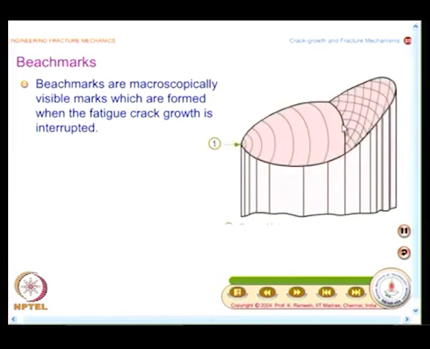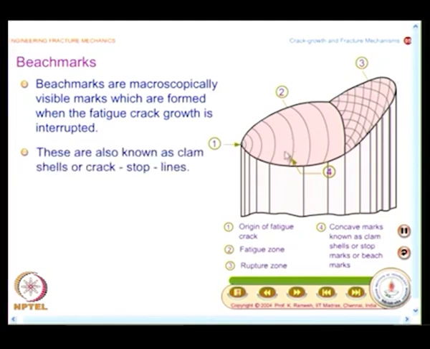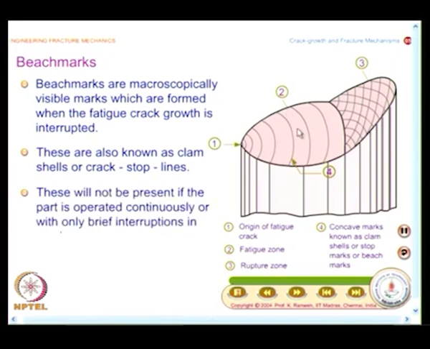Here again you see a failure by a shear lip. This is always shown at 45 degrees. I would like you to make a sketch of it. So, in this you have the origin of a fatigue crack, there is a fatigue zone and there is a rupture zone. And in the fatigue zone, what do you find? I find several concave marks. These are known as clamshells. They are really stop marks. They are also given the name beach marks.